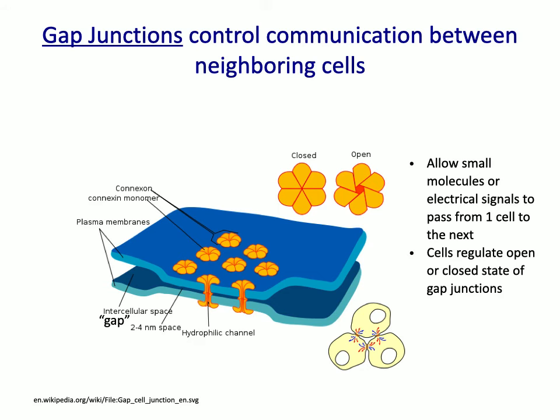Gap junctions are hexamers present in the cell membranes of each cell, and when they join together between two cells, they form a hydrophilic channel that allows molecules or electrical signals to pass from one cell to the next. They can open and close, and their state of being open or closed is regulated by the cells themselves.